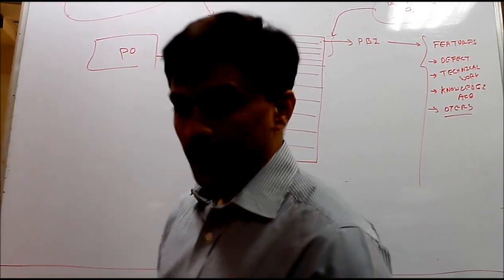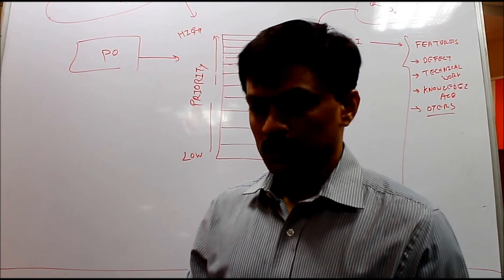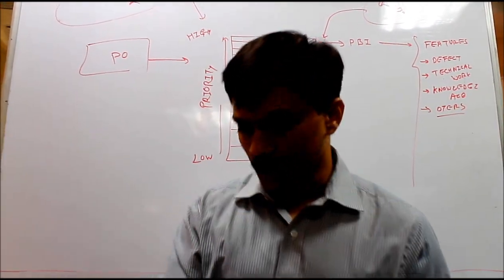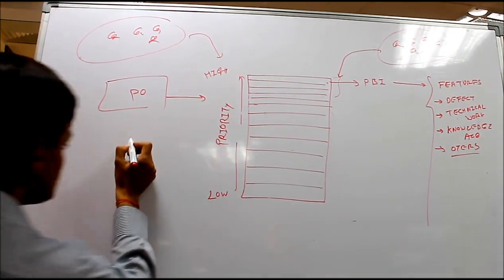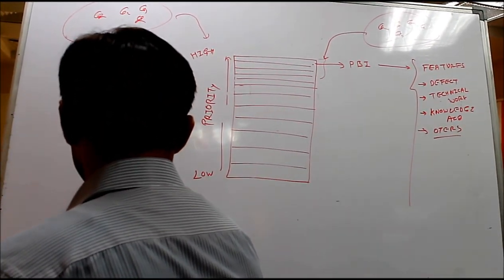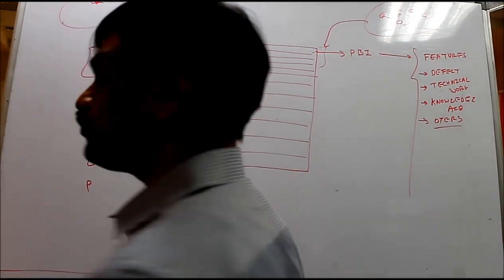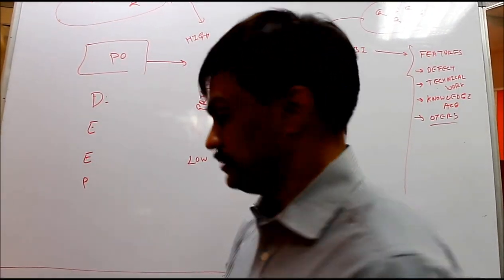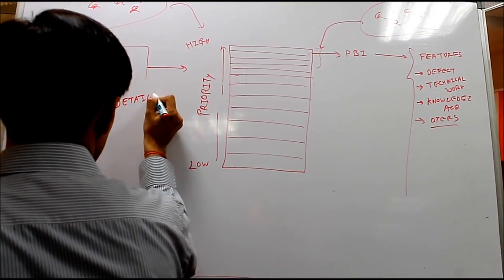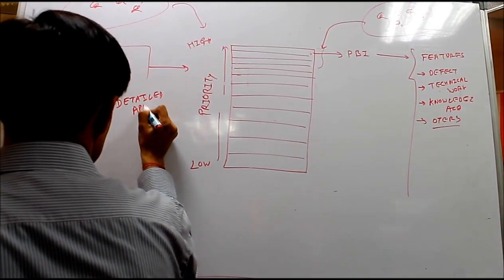Now, a good product backlog should be DEEP. The acronym DEEP summarizes the characteristics of a good product backlog. Now, what is this DEEP? D stands for detailed appropriately. So the product backlog should be detailed appropriately.